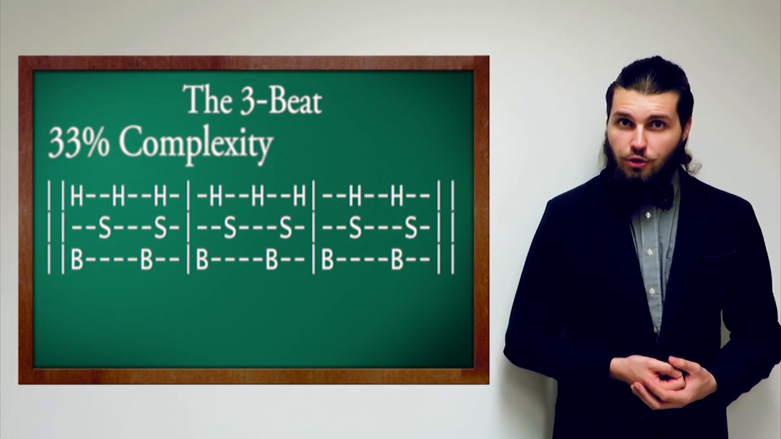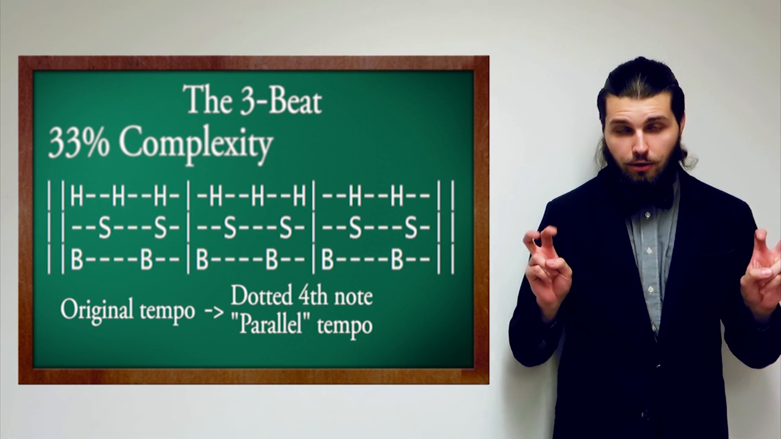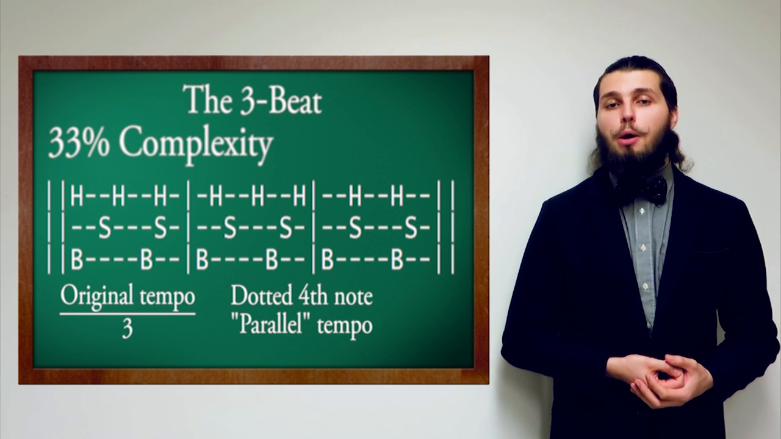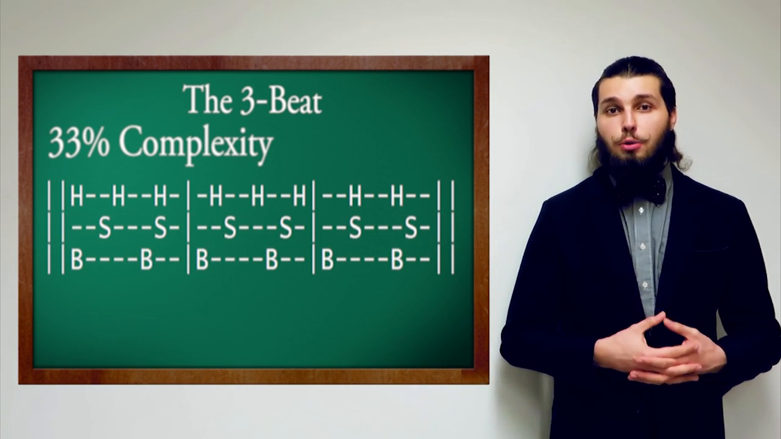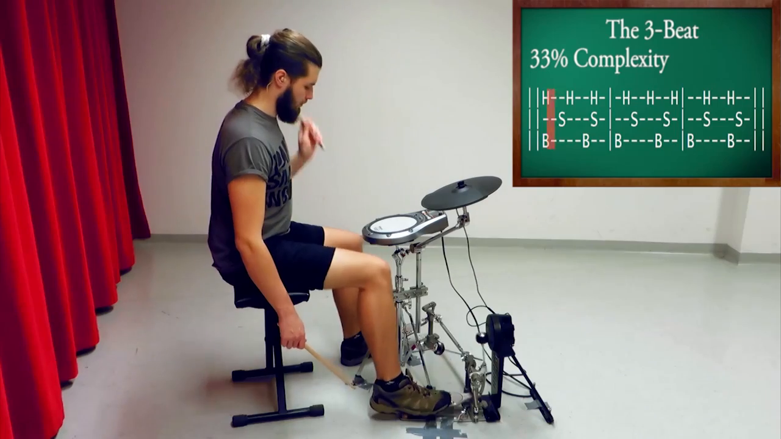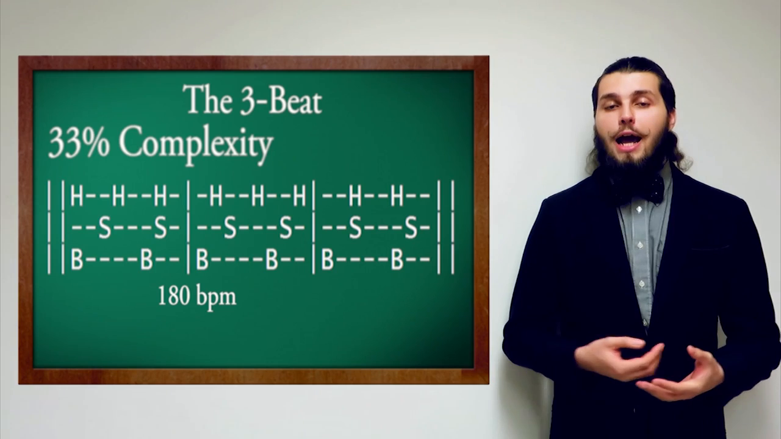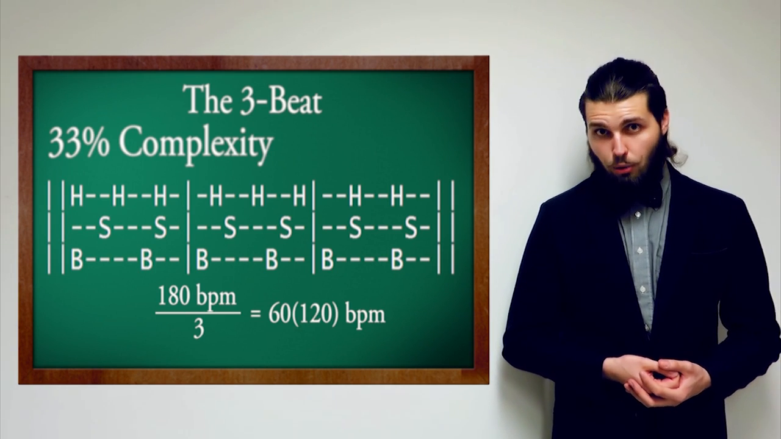An interesting usage of this trick is to switch between a tempo and its dotted fourth note parallel tempo. To change that, you simply multiply the BPM by 1/3 in our case. So if you play the drum and bass pattern at 180 BPM, your actual cymbal can be played as simple fourth notes at 120 BPM.